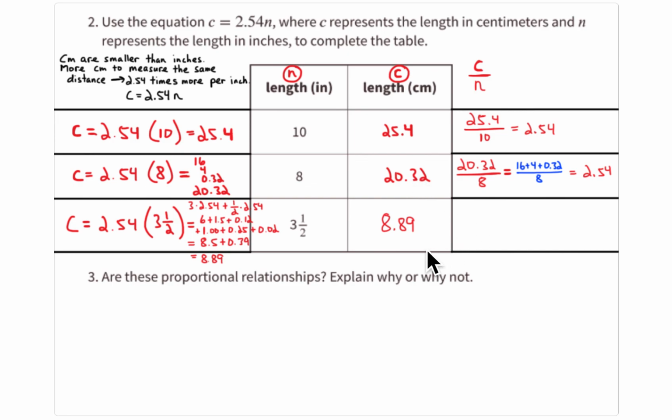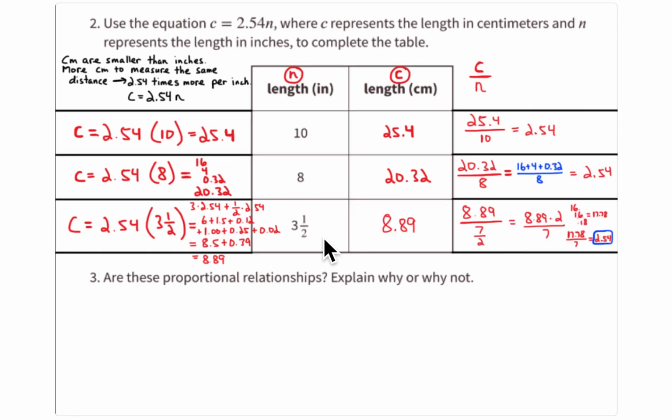All right, and finally, 3.5 times, 8 89 hundredths divided by 3.5. And I did zoom in on this one a little bit.